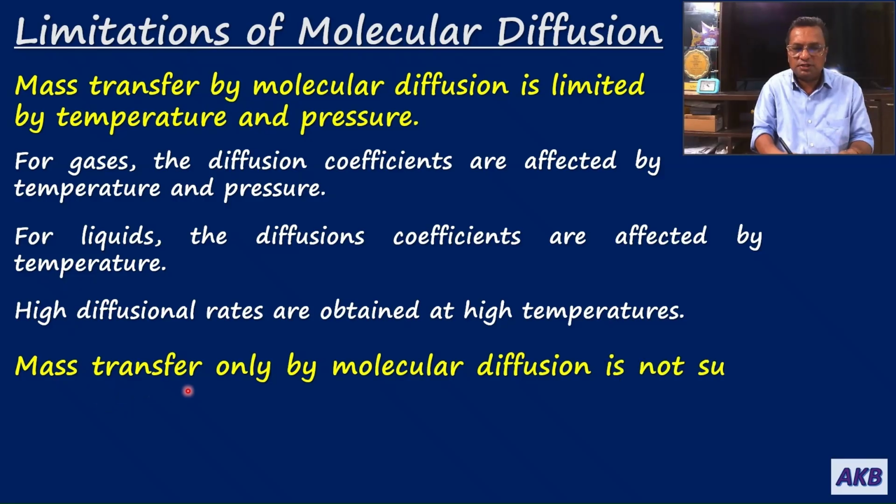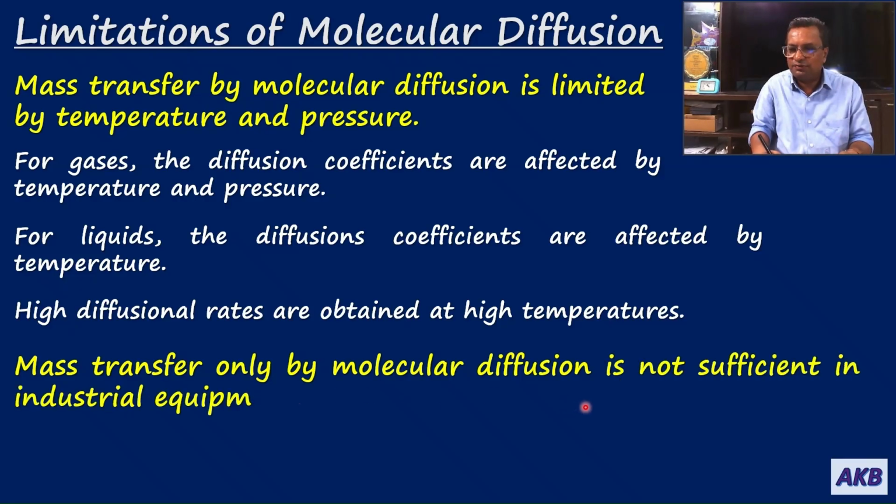Then the other limitation is that mass transfer only by molecular diffusion is not sufficient in industrial equipment. As we understood earlier, molecular diffusion alone is not preferred in industrial mass transfer operations. We need it in combination with turbulent diffusion, which we are going to understand. Turbulent diffusion should be dominant. That is the requirement. So that is another limitation.